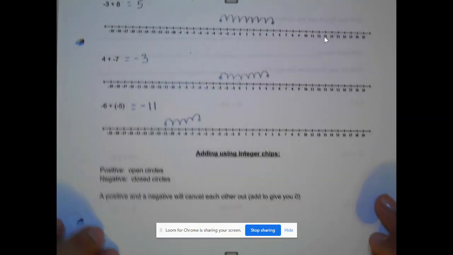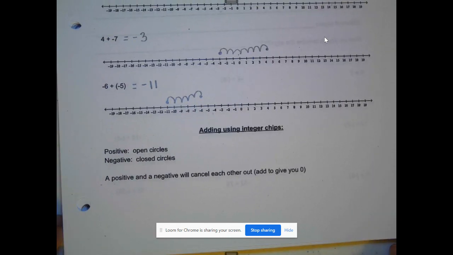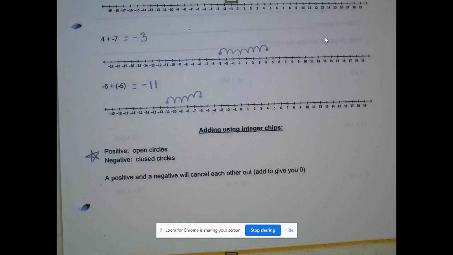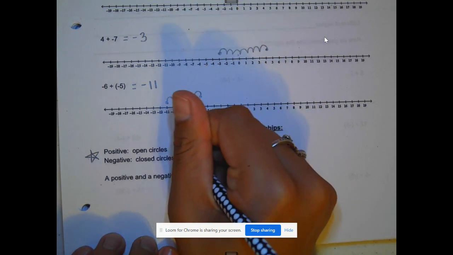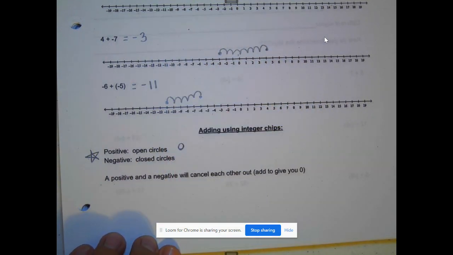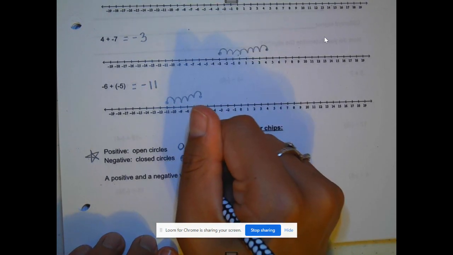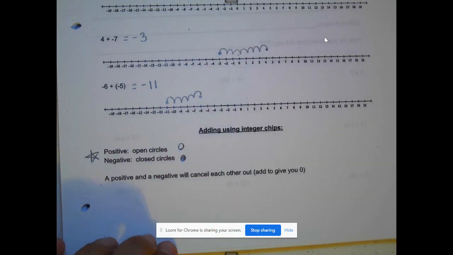Next part, adding using integer chips. So if you look here, this little key shows us positive and negative. So positive chips are going to be shown with open circles. Negative chips are going to be shown with closed circles, so just fill it in. So positive is open, negative is closed.